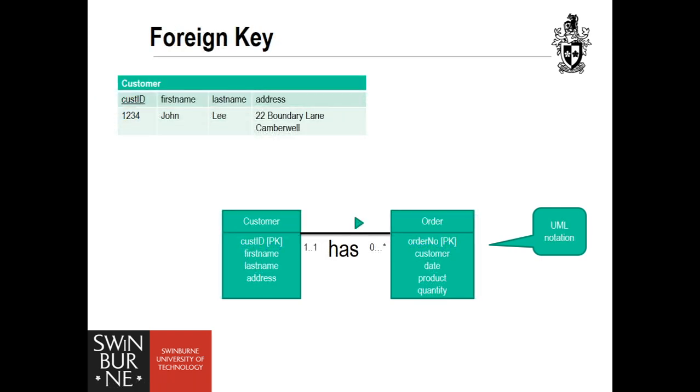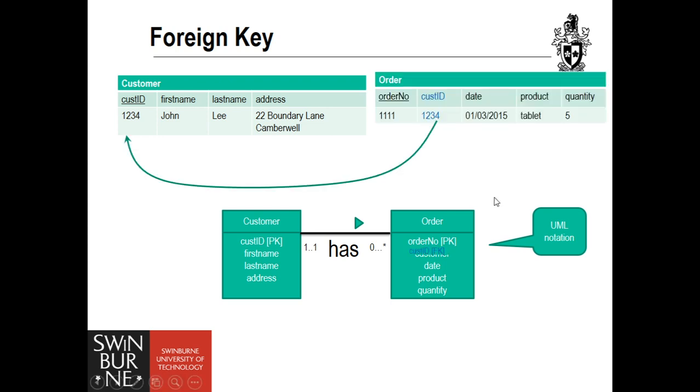Okay, foreign key. A foreign key is basically like an ID that we use in another table. For example, this is the primary key of the customer, and we use it in the order table as a foreign key.